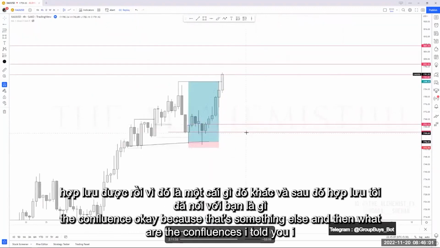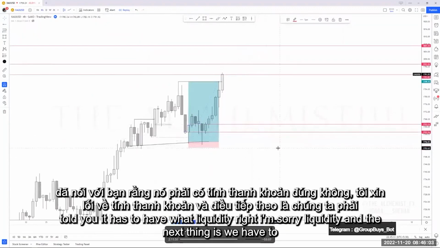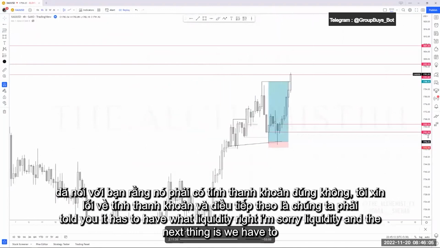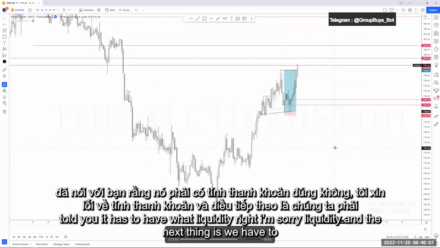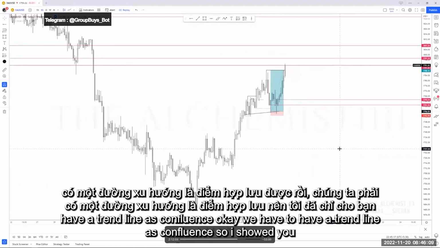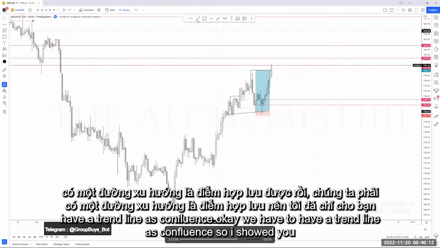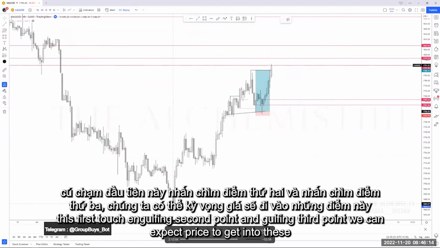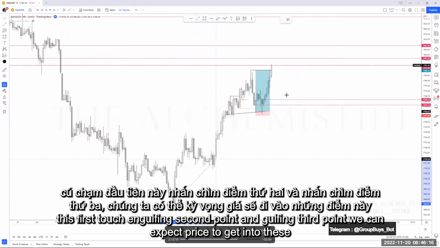Because that's something else. And then what are the confluences? I told you it has to have what? Liquidity, right? And the next thing is we have to have a trend line as confluence. So I showed you this. First touch, engulfing. Second point, engulfing.